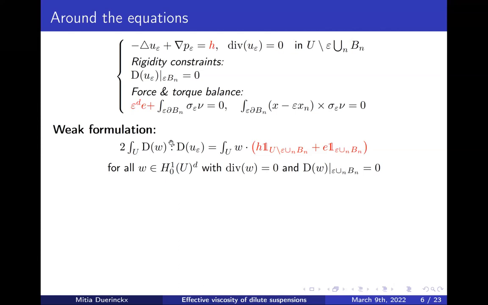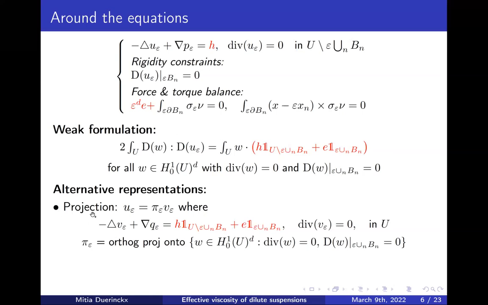So it's a very simple kind of weak formulation, where you see that, in fact, this is just the weak formulation of the usual Stokes equation that would be posed in the whole domain with these red terms as your internal force. The only difference is that now you ask that u epsilon and also the test function be rigid in the particle. So if you like, you can also view those equations a bit differently by saying that u epsilon is just a projection of v epsilon, where v epsilon would be the solution of this Stokes equation on the whole domain with this effective internal force. And then you just project it with pi epsilon, which is just the orthogonal projection on the subset that satisfies the constraint. That's a direct consequence of this weak formulation.